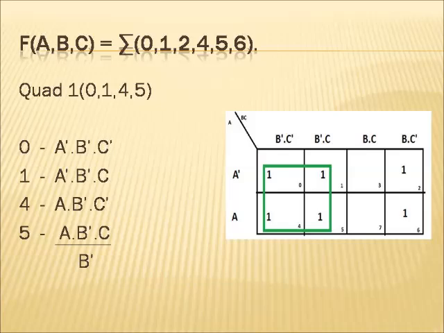Then consider the third variable, c bar. For the given values 0, 1, 4, 5, c bar is getting changed, so we cannot take the changing variable. We have to pick the unchanged variable. So when we consider quad 1, with 0, 1, 4, 5, the unchanged variable is b bar. So quad 1 we reduced, and we got the reduced form as b bar. Okay.